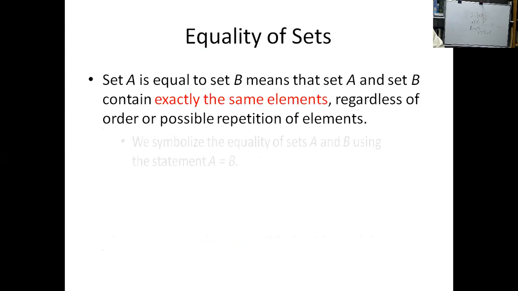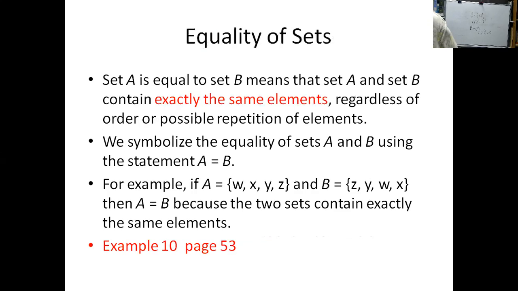Equality of sets. All right. Set A is equal to set B means that set A and set B contain exactly the same elements, regardless of order or possible repetition of elements. It is symbolized, when two sets are equal, as A equals B. For example, if set A has these elements, W, X, Y, Z, and set B is Z, Y, W, X, they are equal because they contain the same elements even though the order of elements is different. Let's look at example 10, page 53.